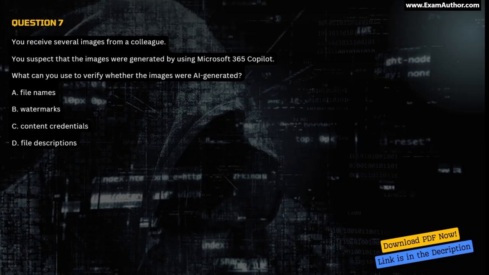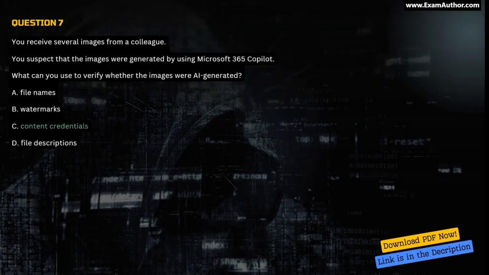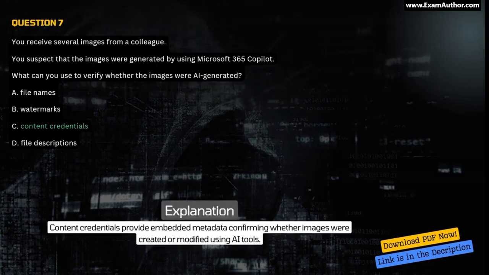Correct answer C. Content credentials. Explanation: content credentials provide embedded metadata confirming whether images were created or modified using AI tools.